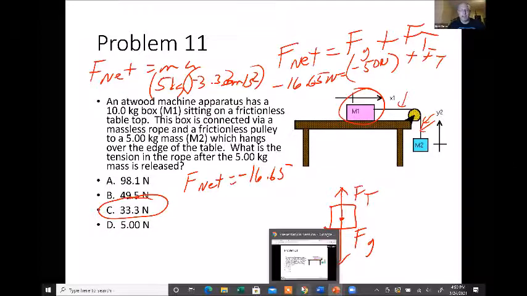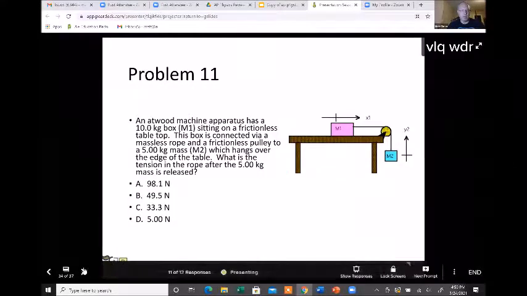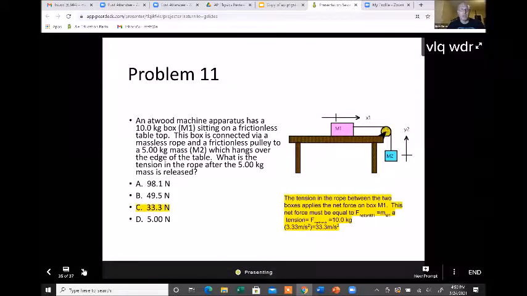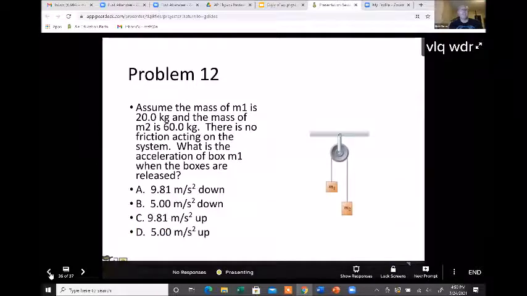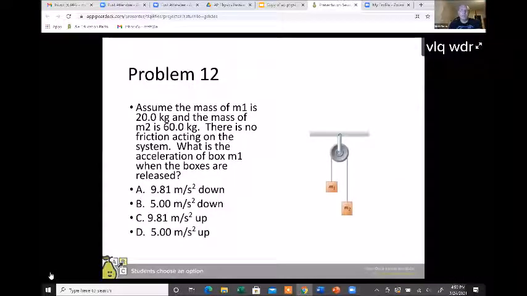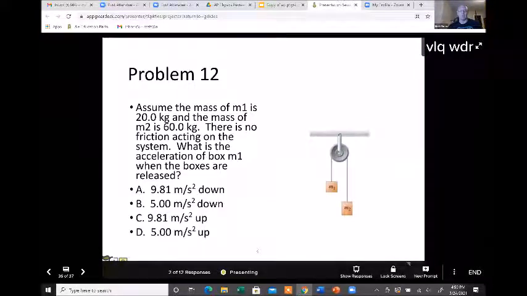All right, let's go back to Pear Deck. And whoops, I'm giving you the answer there. This is the last problem for today. This is a regular Atwood machine. It's just 2 masses hanging over a pulley. You guys see if you can come up with an answer real quick. Hopefully you didn't see the right answer on the next slide before I showed it to you, or before I meant for you to see it.